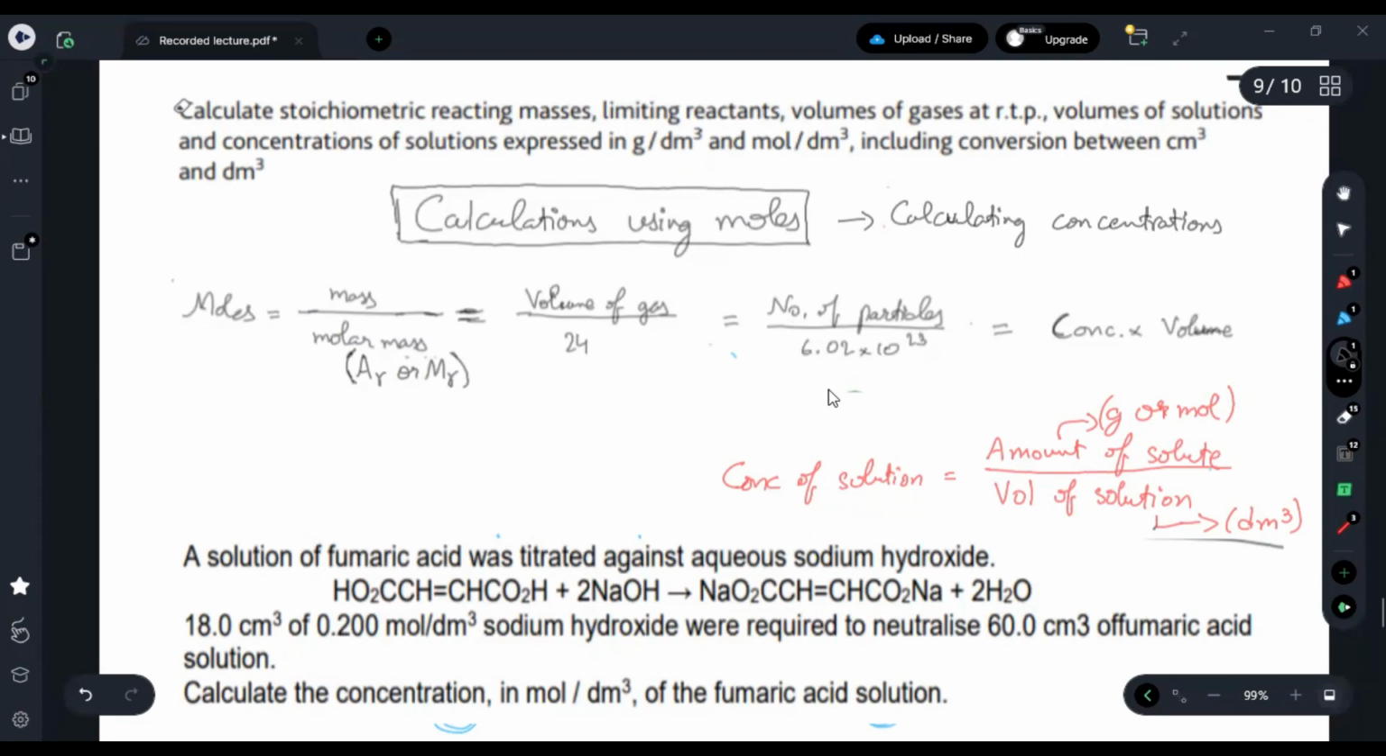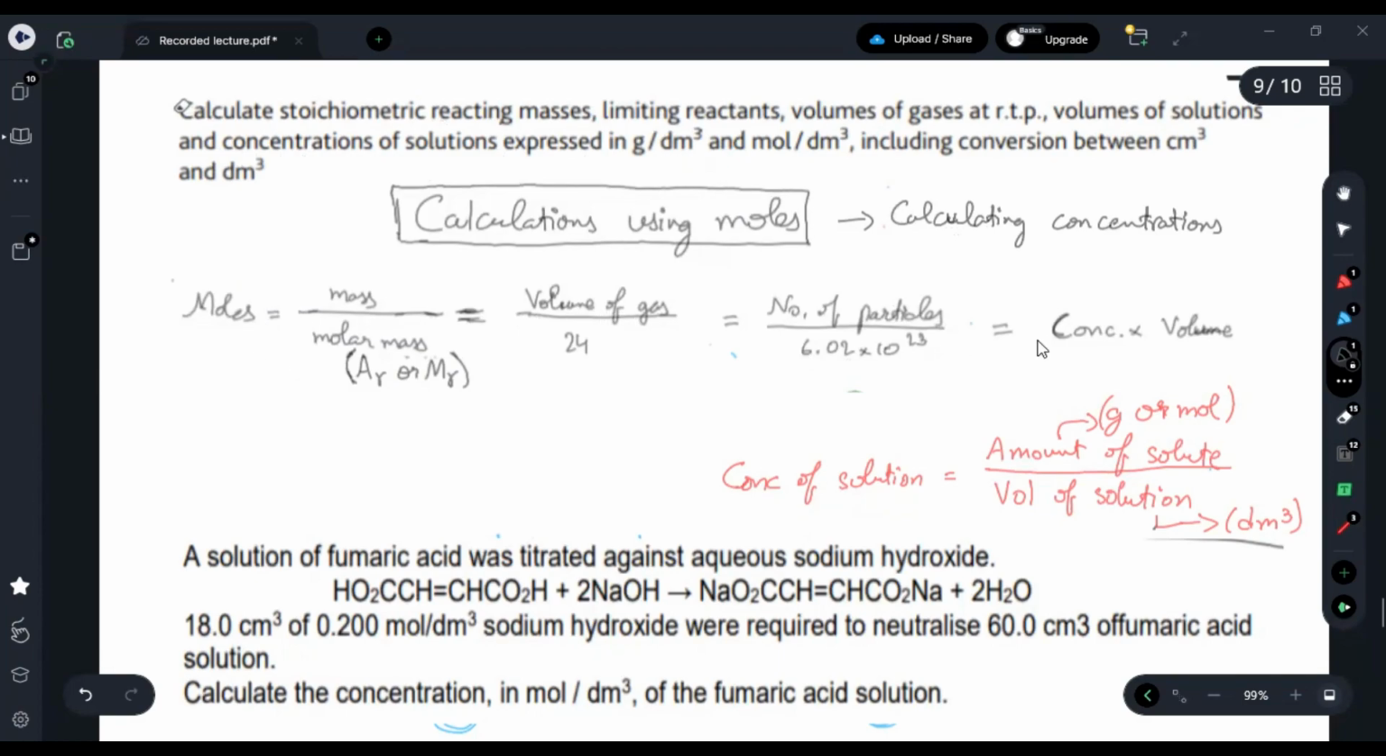So over here, we are going to solve a question related to the concentrations of the solutions. This is the objective given in your syllabus, and this is the part which we are considering right now: calculations regarding the concentrations of solutions. So these are the same formulas which I have put in here again.